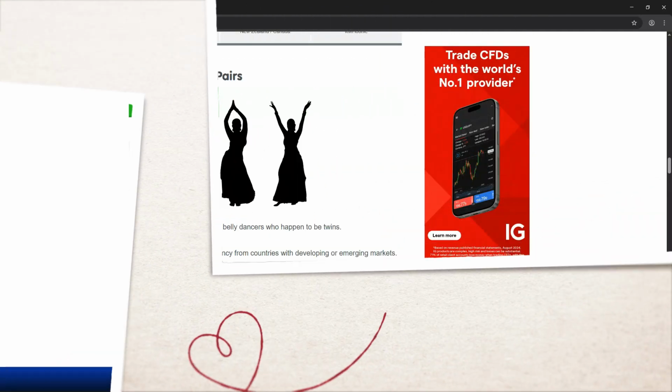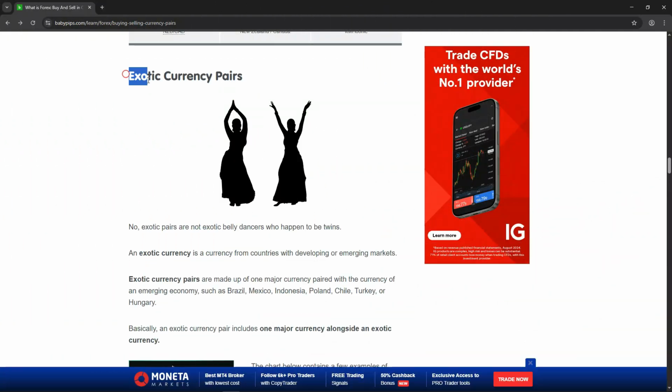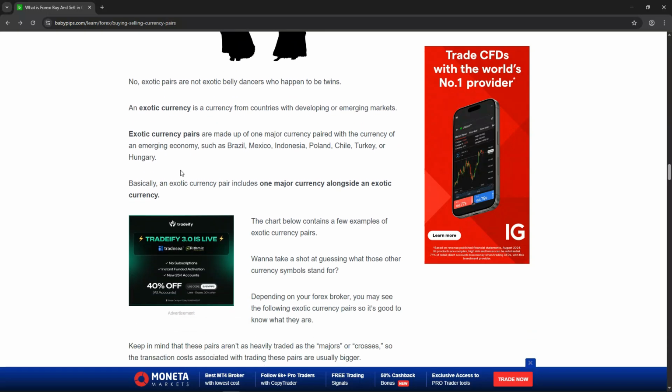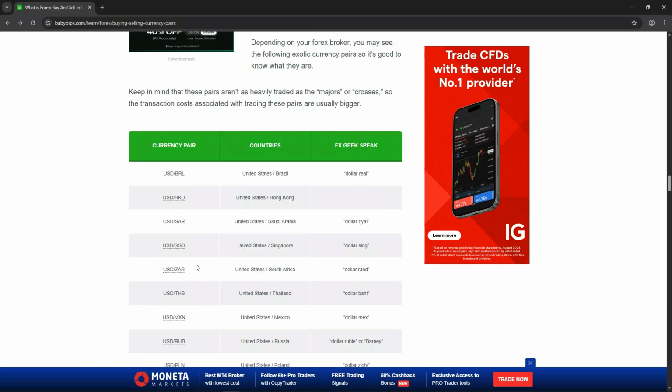Okay, now let's talk about the exotic currency pairs, and these are pairs that include one major currency and one currency from a smaller or emerging economy. For example, pairs like USD and Mexican peso, or this other one here.